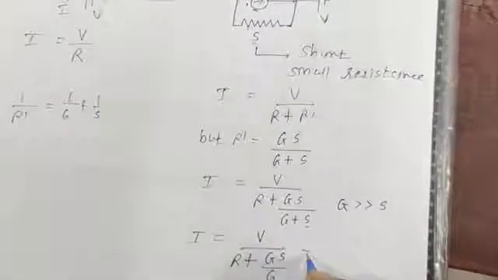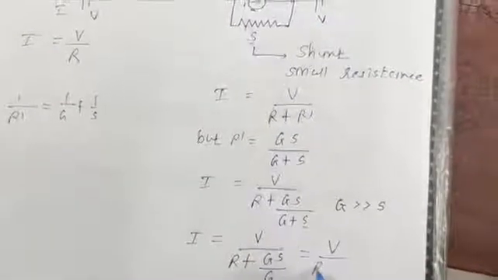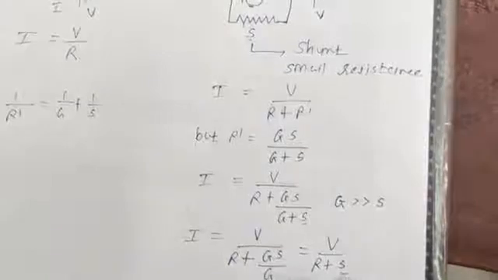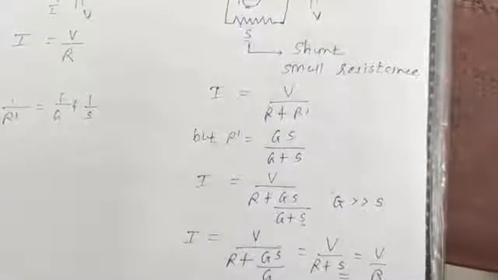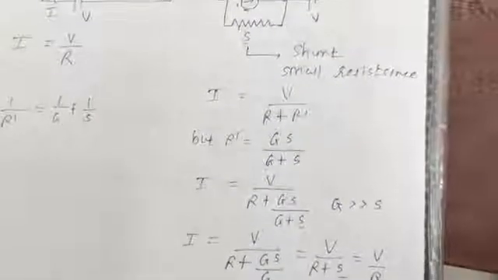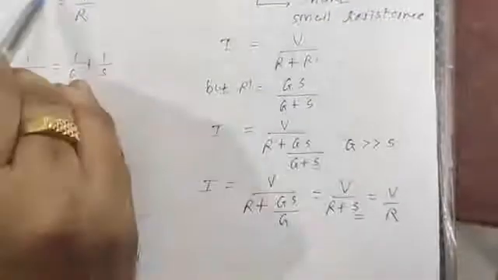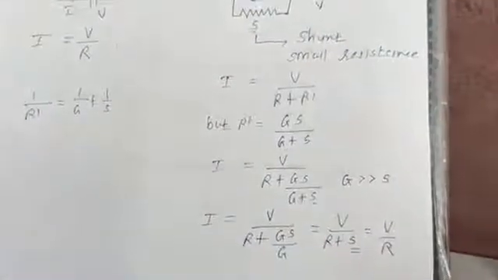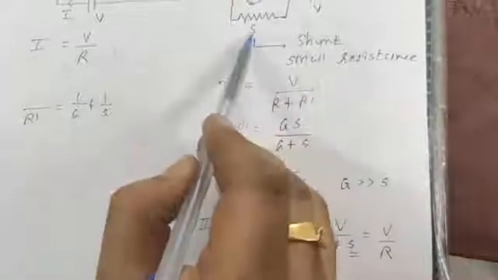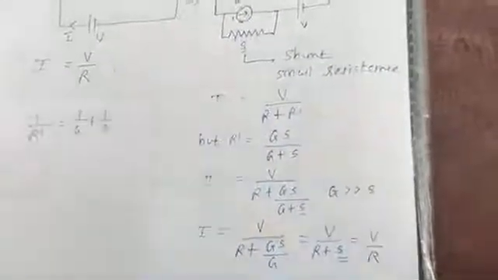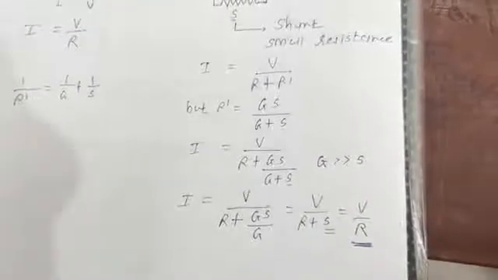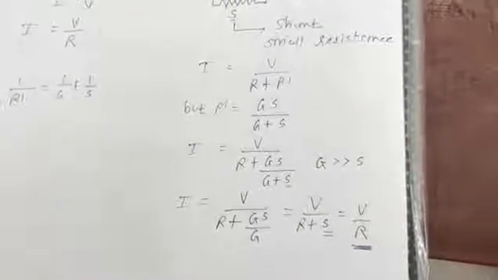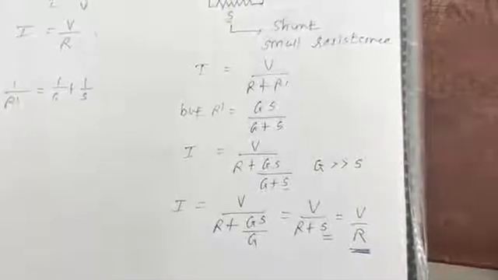Now G and G cancel. So V upon R plus S. Again neglect this S. So I is equal to actually V upon R. Now see, we want to measure the current I is equal to V upon R, and by connecting a small resistance in parallel connection, the final current is also I is equal to V upon R. Okay, so our first problem is solved.